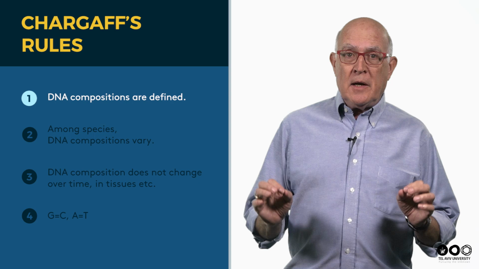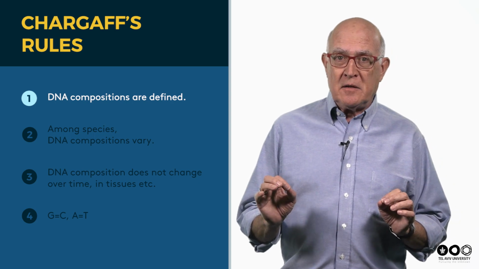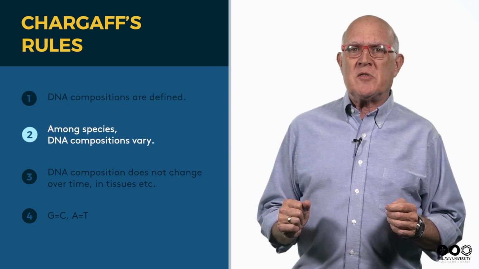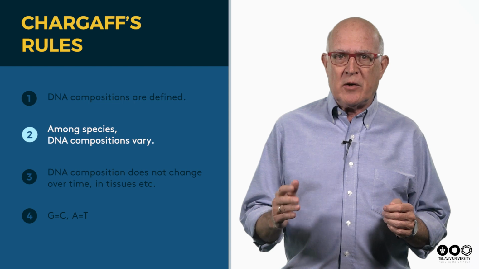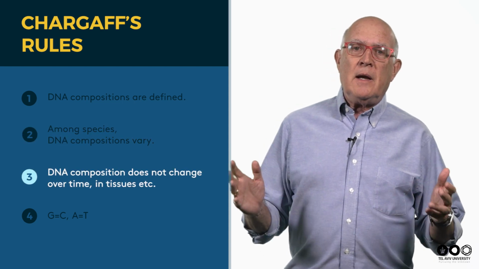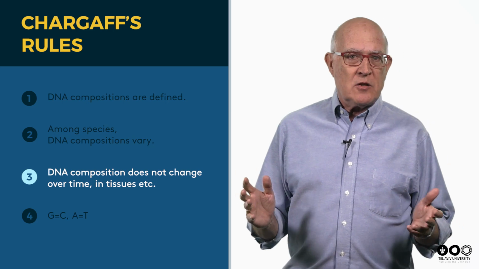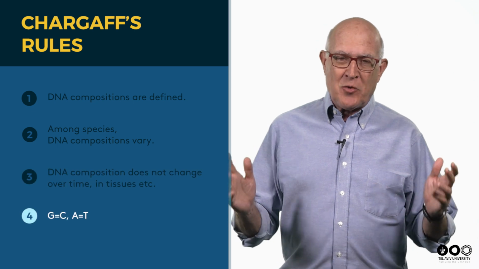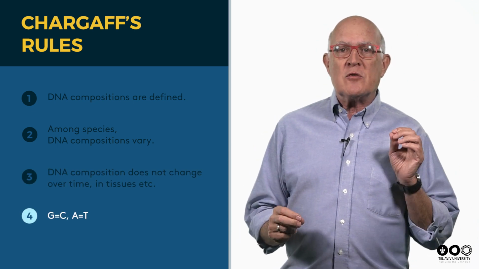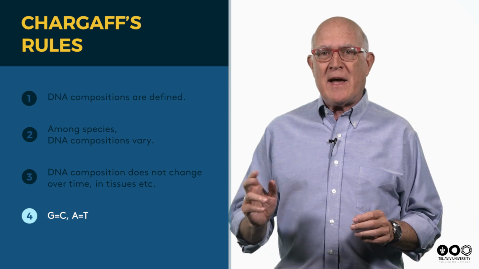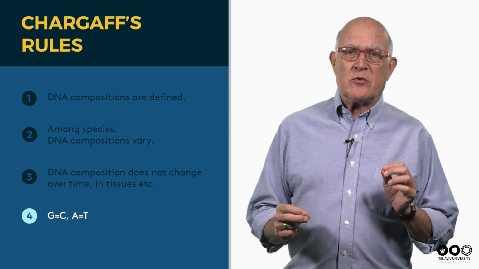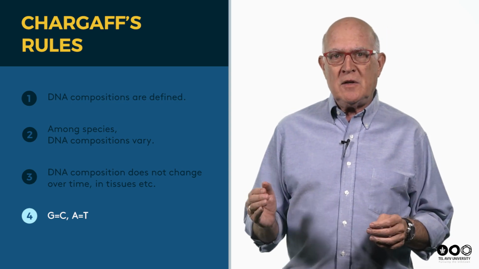1. The DNA composition for a given organism is defined, constant, and reproducible. 2. This DNA composition for different animal species varies. 3. The DNA composition for a given species does not change over time, with age, or from organ to organ. And finally, the most important rule, the concentration of G equals that of C, and A equals T. These pair ratios, G to C and A to T, always equal 1.